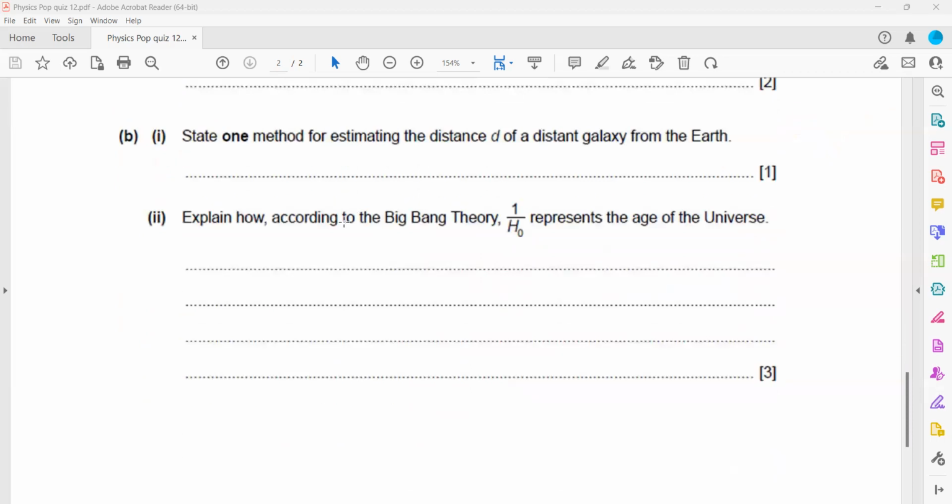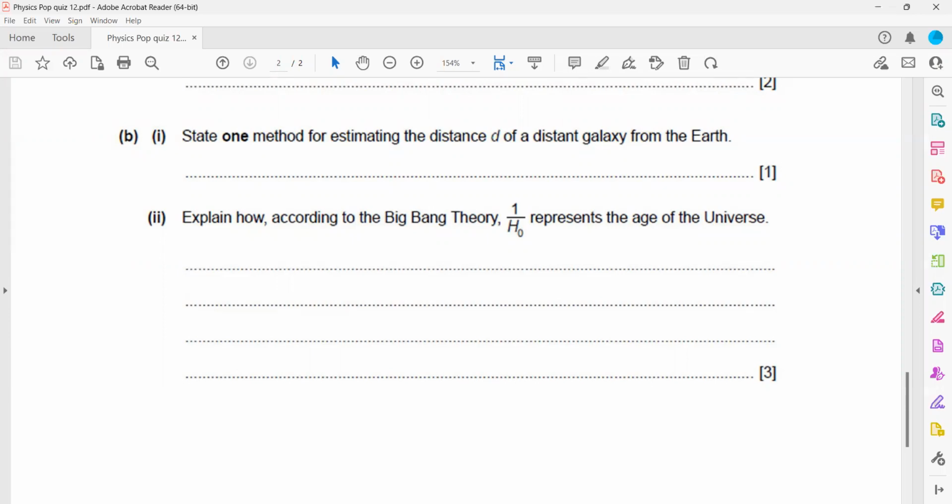In part B1, state one method of estimating the distance of a galaxy from the Earth. So how can we work out the distance of a galaxy from us? The simple thing we normally use is the brightness, like the brightness of a supernova in the distant galaxy can be used to work out its distance from us. What actually happens because of a supernova is that an enormous amount of light is emitted from that galaxy. And from that light, we can find how far this galaxy is from us.